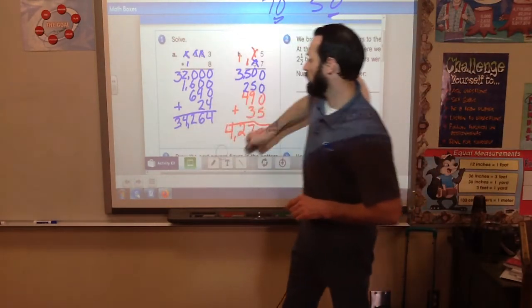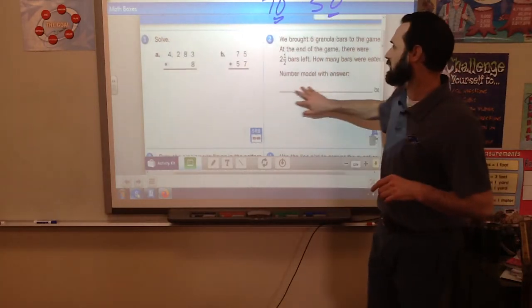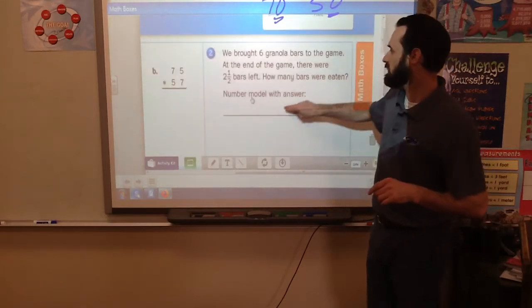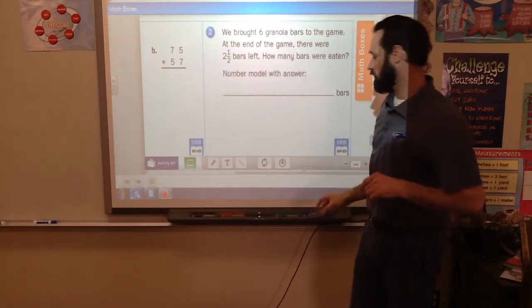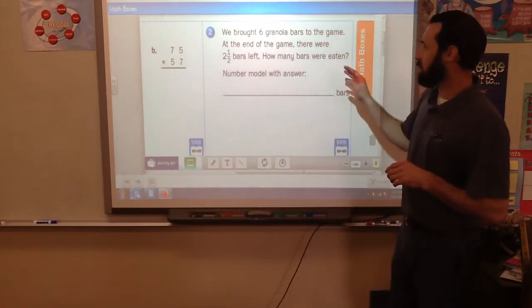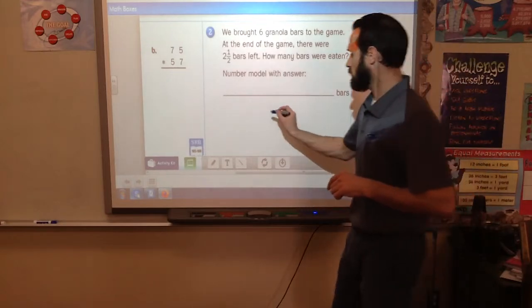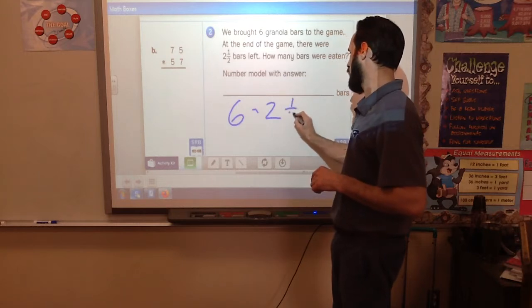Remember, once I get you going on that, if you think that you know what to do, you can always pause me if you weren't able to solve it before, and you can solve it on your own or try and do it without me before just writing down what I do. Okay, so we have 6 granola bars. They ended up with 2.5 left. So what this is, it's 6 minus 2 and 1/2.